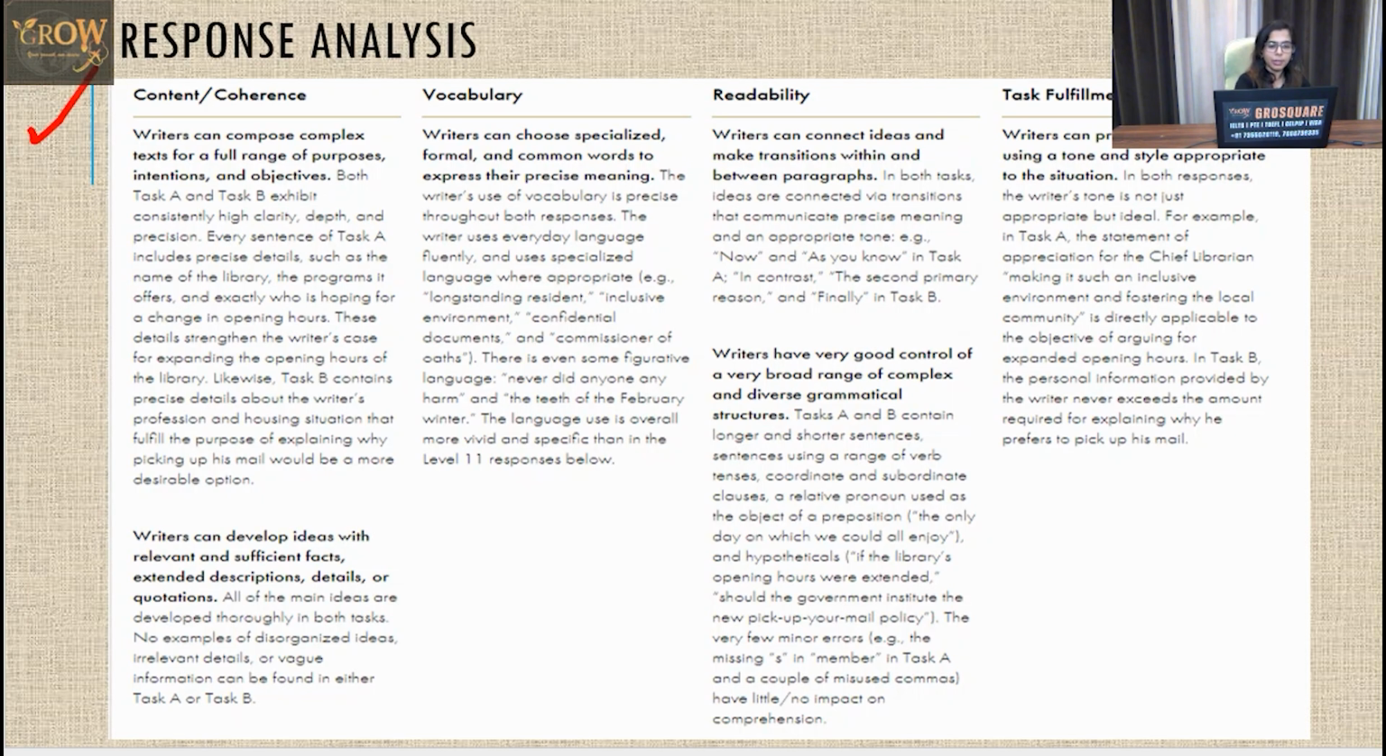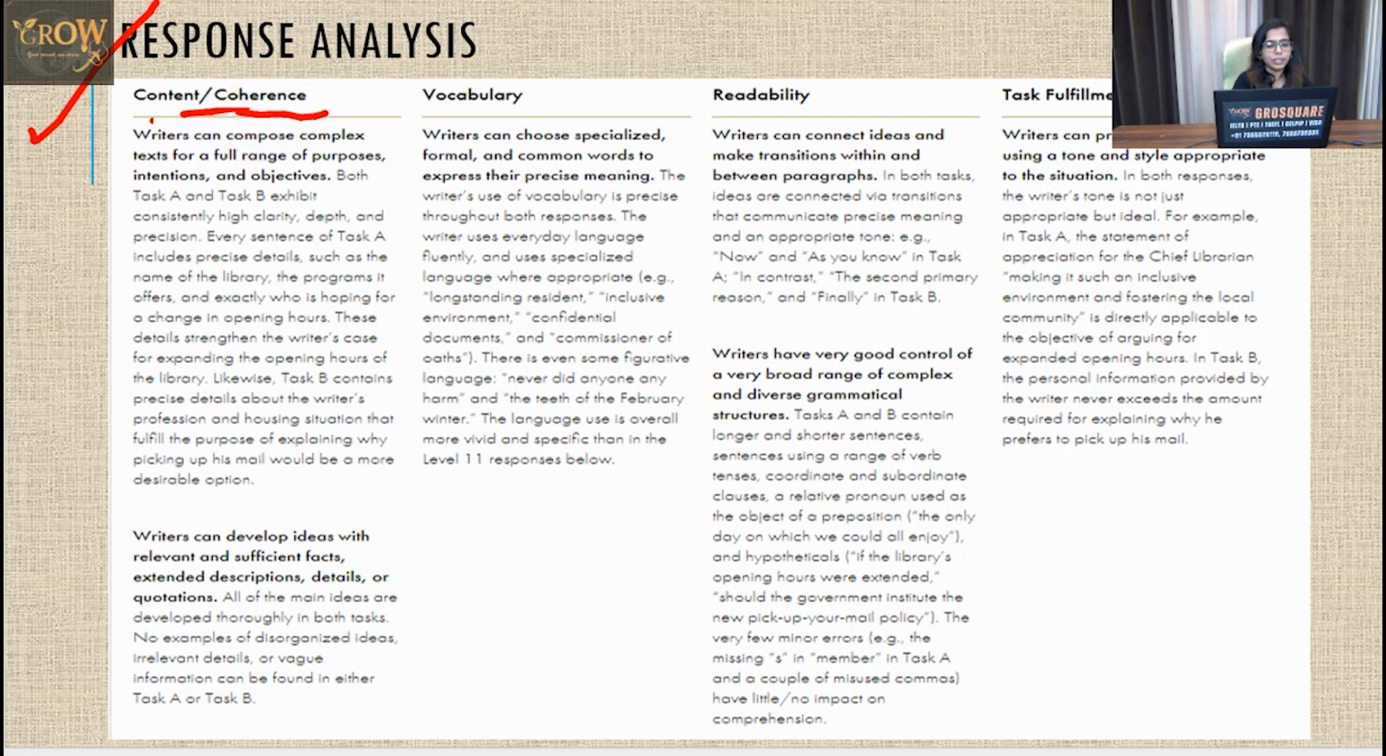This is all about the response analysis. You can take the screenshot. We have given the complete details of why the student was given exactly CLB 12 in the final examination, right? Let's read it. So, content and coherence.